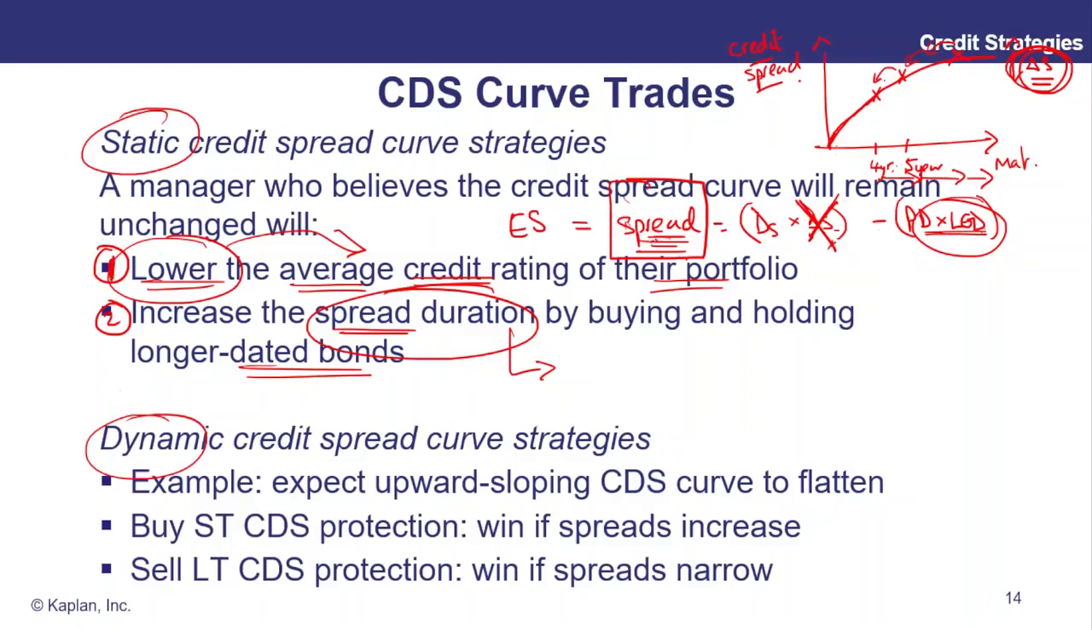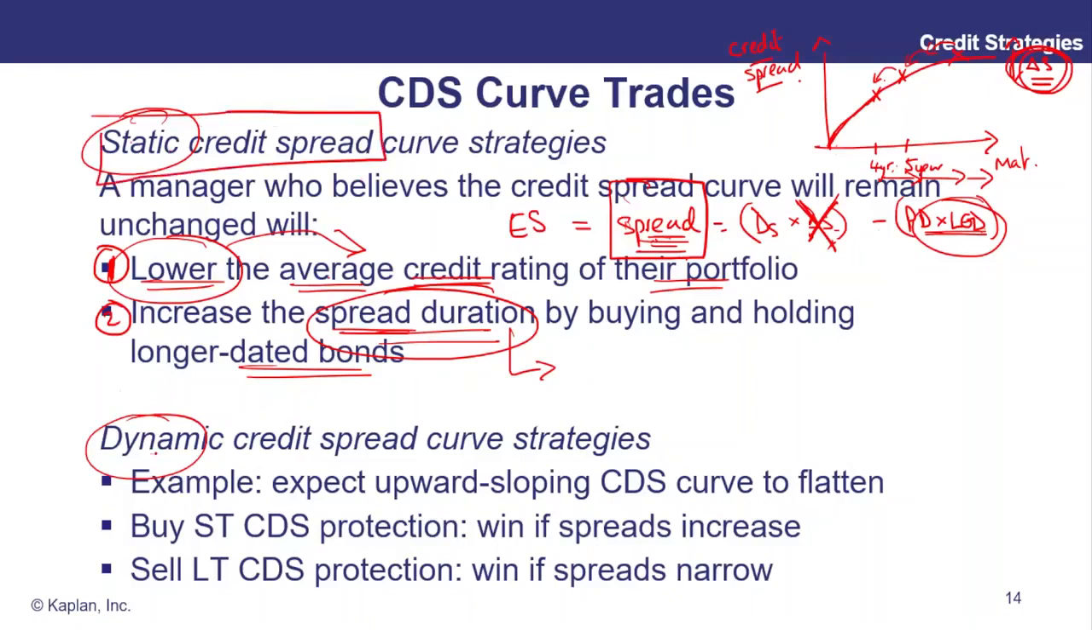So look, for the exam, you just need to take away those two ideas: lower the credit rating of the portfolio, or sell protection on lower credit quality names, high yield names, or just increase spread duration. The other thing would be to sell protection on longer dated names. They're both to take advantage of a static credit curve view.